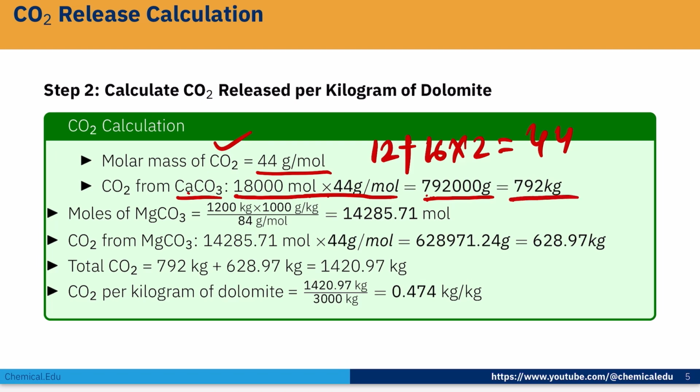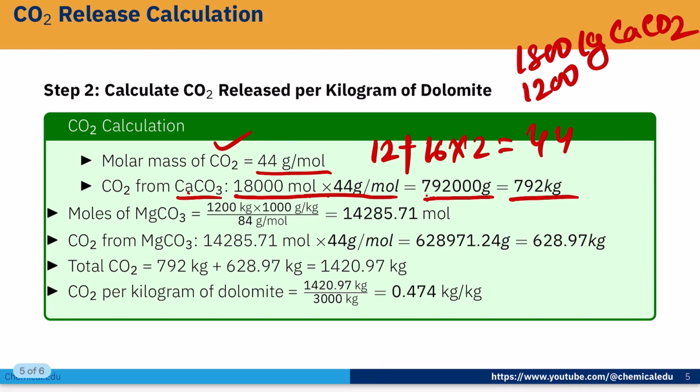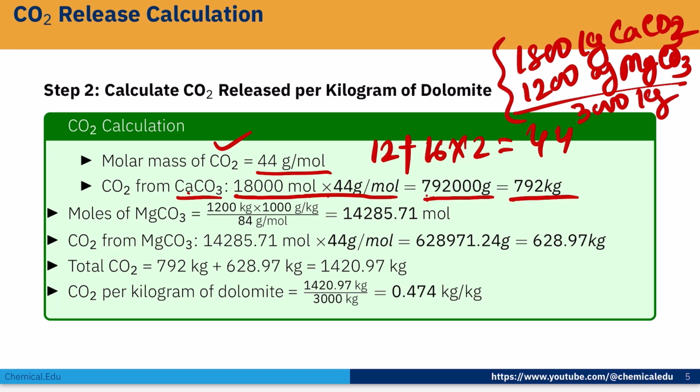Now moles of magnesium carbonate. So now we got 1800 kg of CaCO3. The rest amount will be magnesium carbonate, MgCO3. So that will be 3000 kg in total, the mixture of calcium carbonate and magnesium carbonate. So that will be 3000 kg.